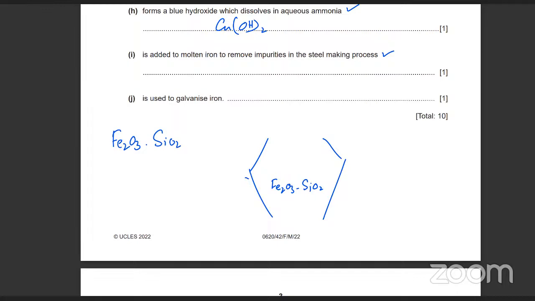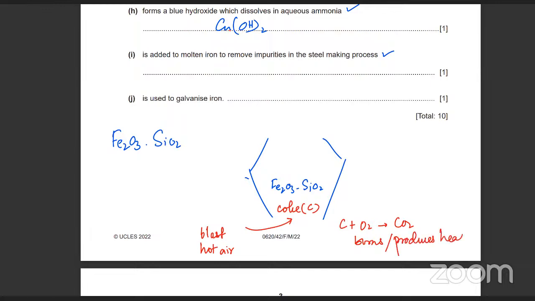What else do they mix? What are the other 2 ingredients that are mixed into it? Limestone, and they mix it with coke. Coke is carbon, right? And they blast hot air through it. Sometimes in movies, when you see iron smiths, they are blasting air into the furnace. That is why coke burns. It catches fire, it starts burning. It burns and it produces heat. Because of that heat, the mixture melts.